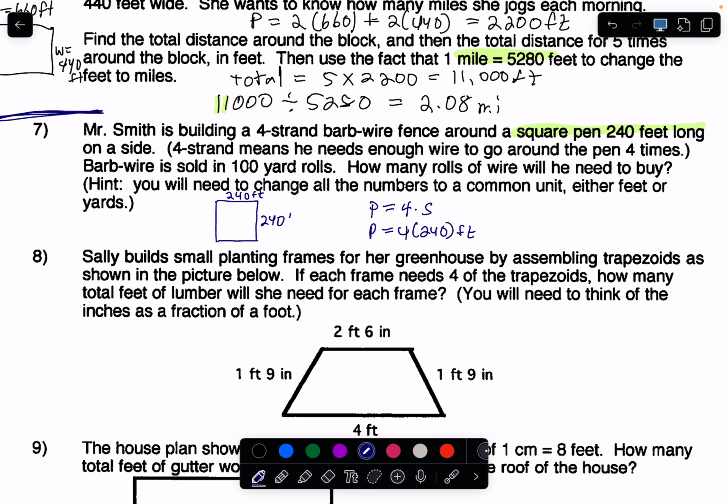How many strands, look at this little line here. It says 4 strand means he needs enough wire to go around the pen 4 times. Because he might need like the top layer, and then, a few inches later, another one, and he does that 4 times. Yes? Does that mean that once you get your answer for 4 times 240, you divide it by 3?